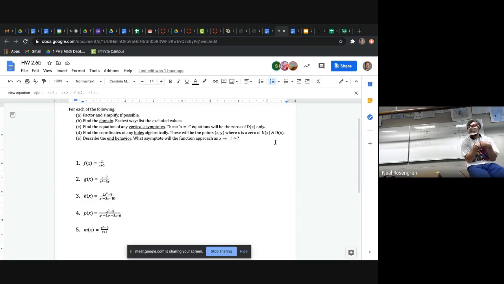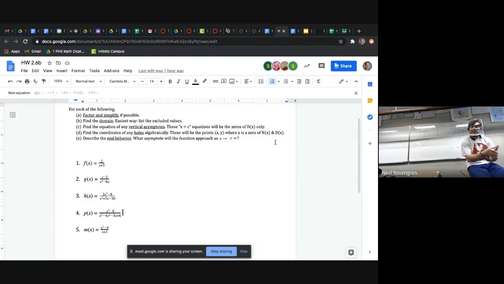I'm not going to ask you for the excluded values anymore. I'm going to ask you for the domain, write it however you want. But the easiest way, guaranteed, is to just list those excluded values. And I tried to help you with how I wrote this out, right? Find the equation of vertical asymptote.